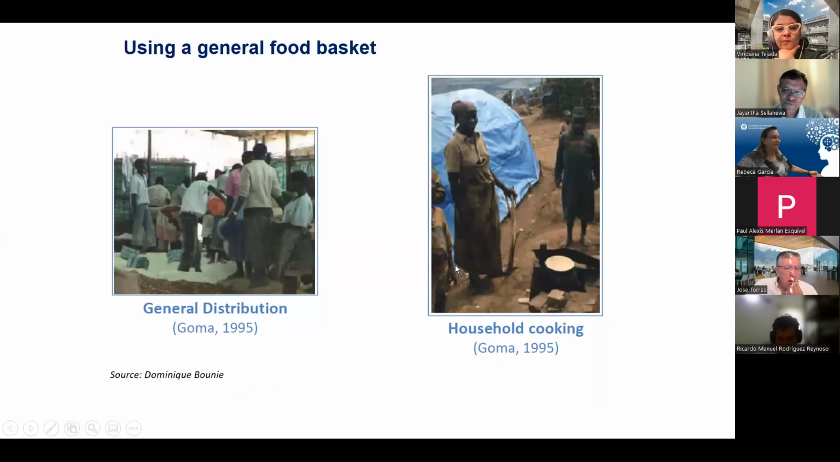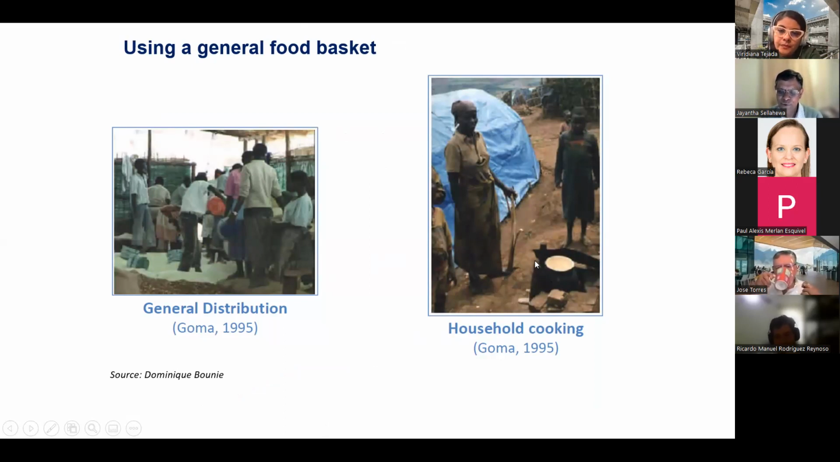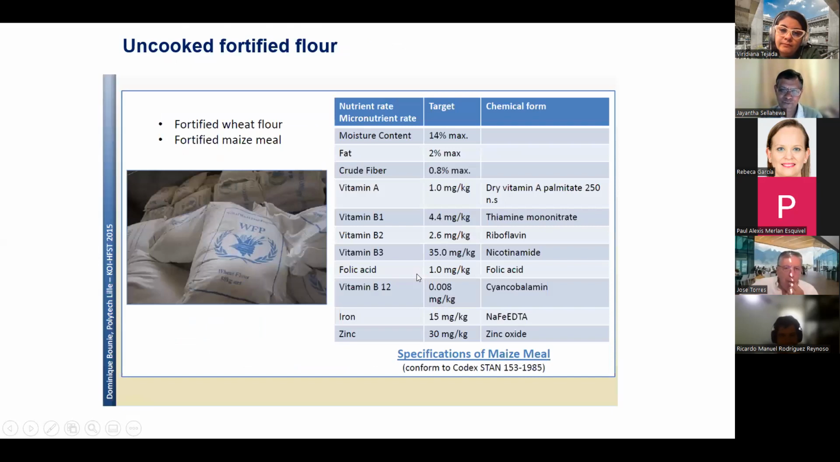This gives you a feel for what a refugee camp might look like. Now, I want to show this because you can see these people don't have any energy or cooking utensils. So giving this food basket to them is not very relevant because they won't be able to cook the foods. So they have to be given ready-to-eat foods. So I'll show you some foods.